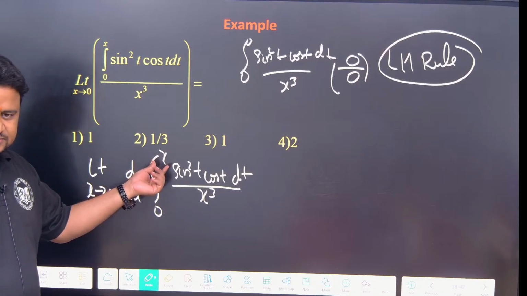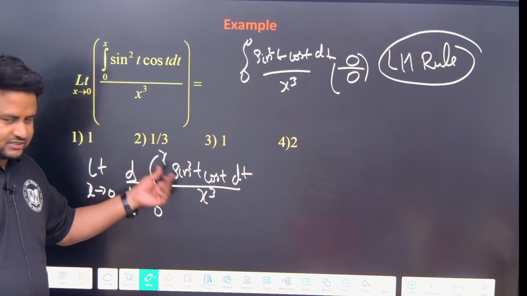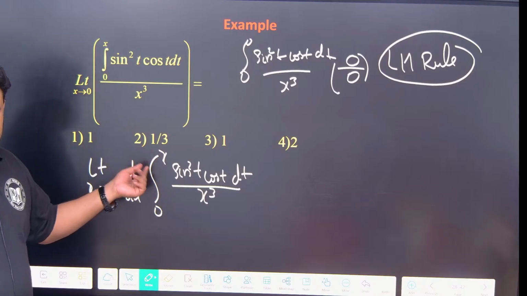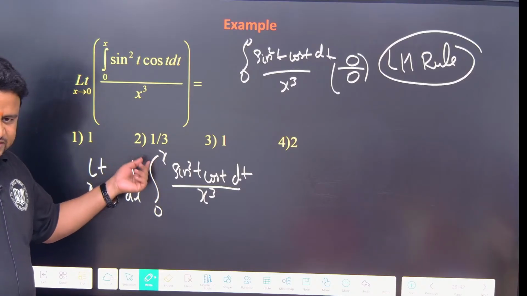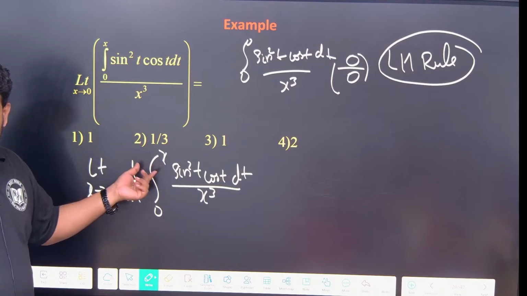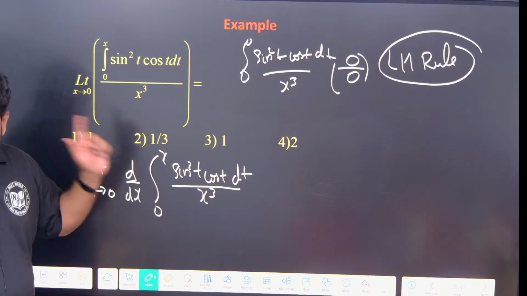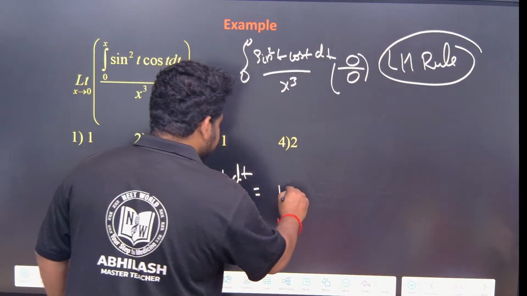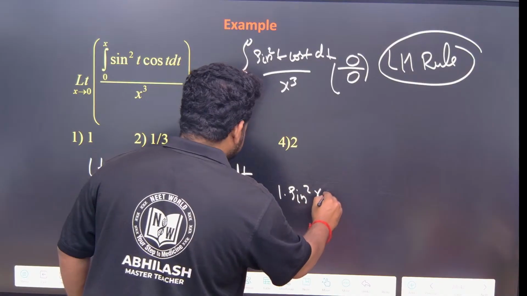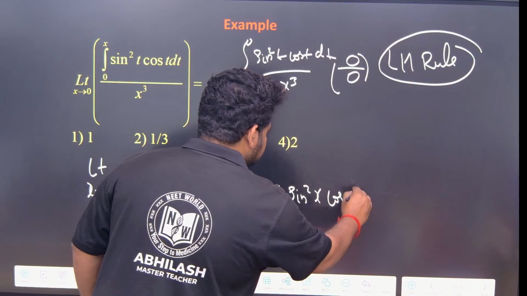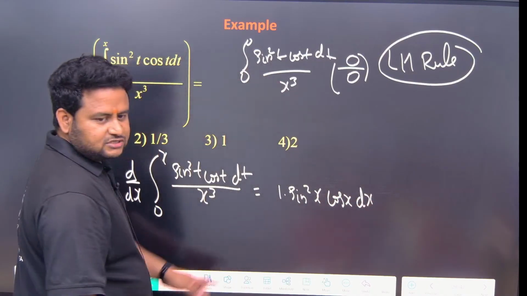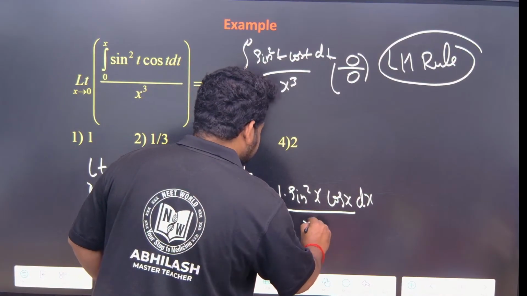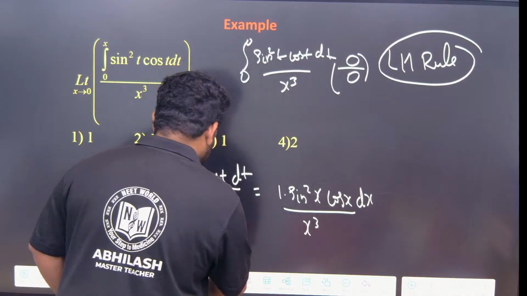This is x here, so I will write x first. If I take it as f of x, or h of x, then h dash of x is the differentiation of x, which is 1. So first I will write 1 into sin square x into cos x dx, divided by x cube. I have to differentiate this also, no?